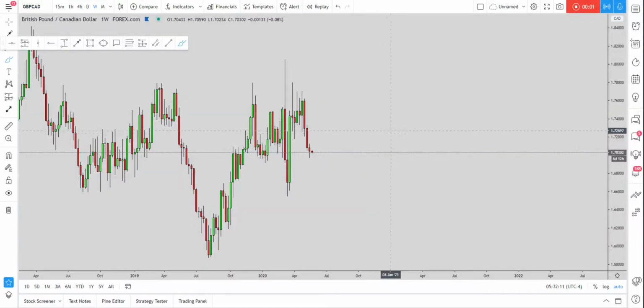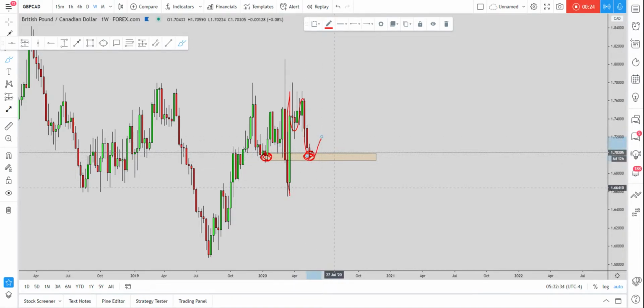Okay, so what kind of situation do we have at the moment on GBP CAD? Now, from a weekly point of view, we have a market that has approached very strong weekly support. It was support here, it's again support at this area, and the market has also created this M formation in approaching the zone. So we definitely expect the market to show a reaction from the area because we have the possibility to create this inverted head and shoulders.